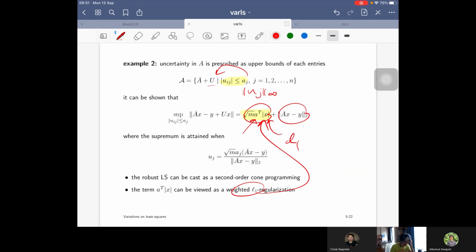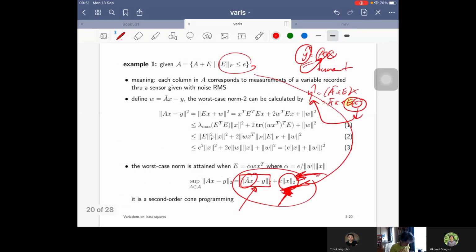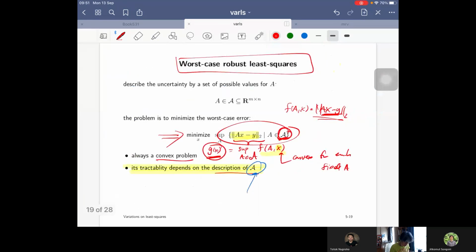Okay. So these are the two examples of robust least squares using the deterministic approach, which means you try to find the worst case norm when A is uncertain. And then after taking the supremum over A, you minimize over x. The choice of the uncertainty set in A will lead the problem to have different formulations.